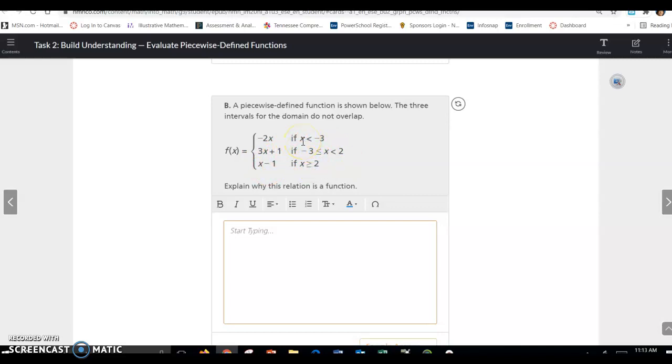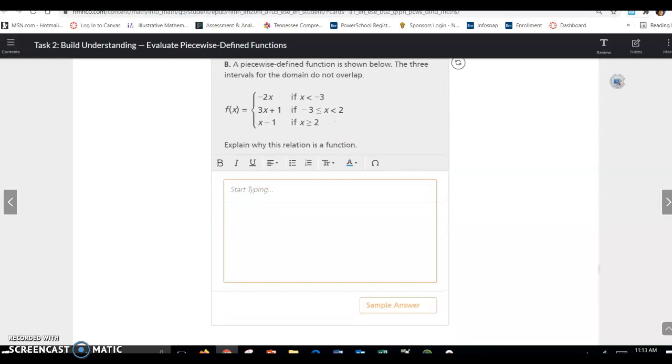This one is x less than -3. This one's x between -3 and 2, where 2 is not included. And this one's for all x greater than or equal to 2. You can see how this one does not have a line under it, which means -3 is not included in the first one. And it does have a line here, so it is included. And then 2 is not included here, but it is included here.